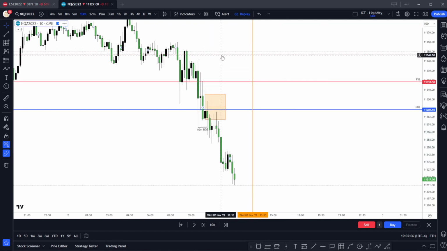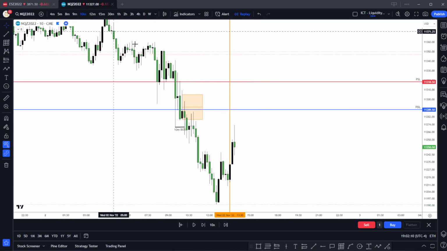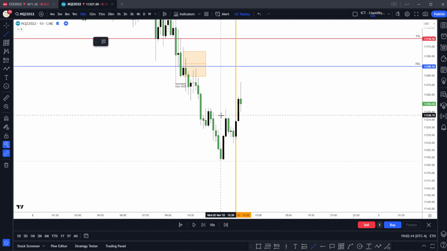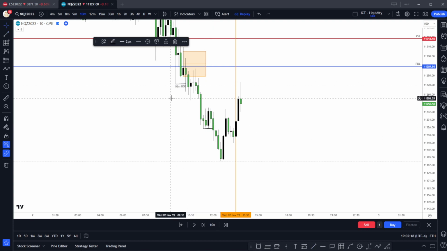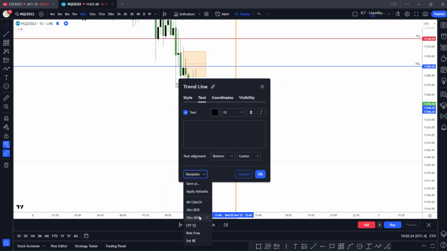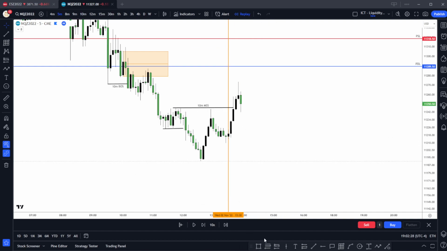So we have that journaled in. Let's just continue on. I guess for educational purposes, if we're looking for EM3, this would have been a break of structure right there, making this up here the next swing high for us. So 10 minutes, and then if we go to the 5-minute chart, we go see the candle that broke structure.